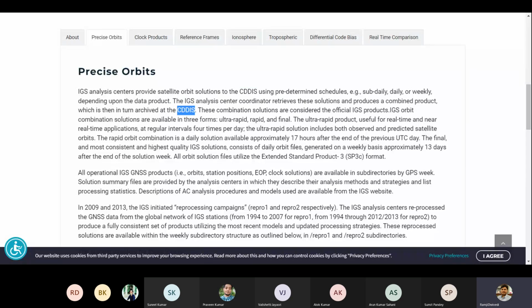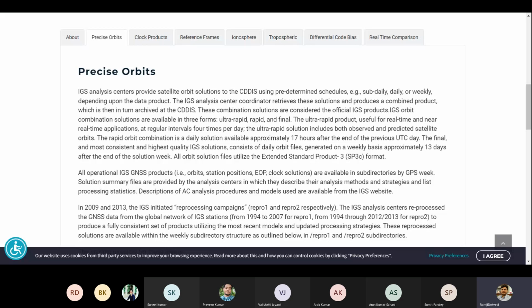The IGS orbit combination solutions are available in three formats: ultra rapid, rapid, and final. Just like you could see registration, early bird registration, or on the desk registration kind of thing, similarly you have a dataset which is ultra rapid or final. The ultra rapid product is useful for real time and near real time applications at regular intervals, 4 times per day. The ultra rapid solution includes both observed and predicted satellite orbits.